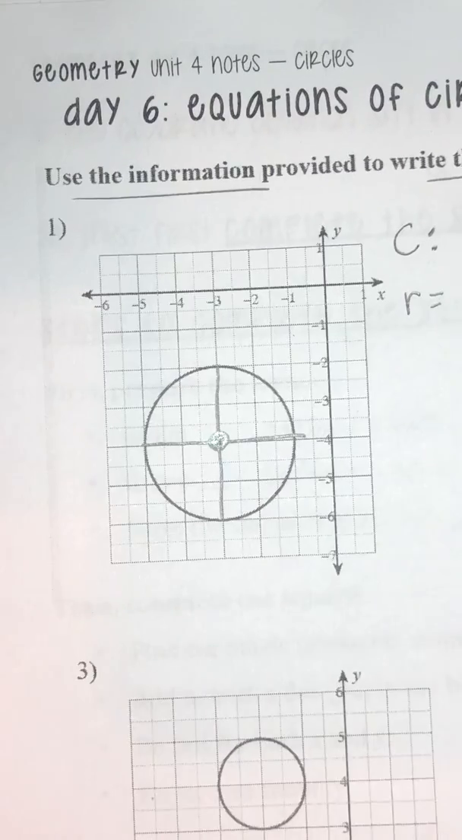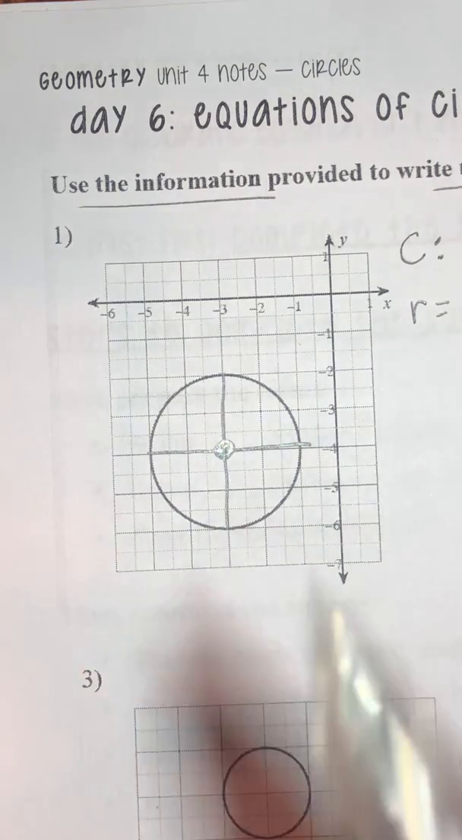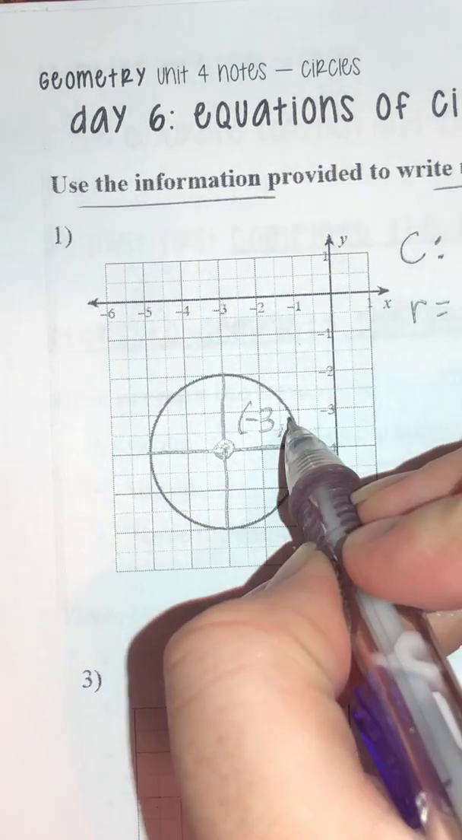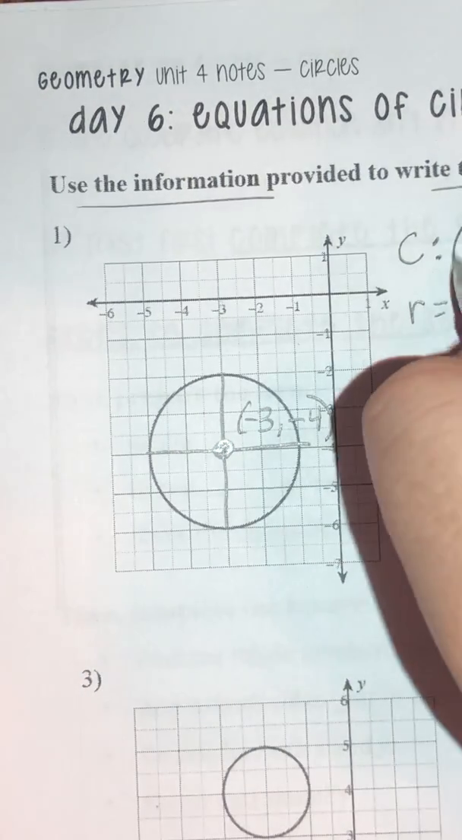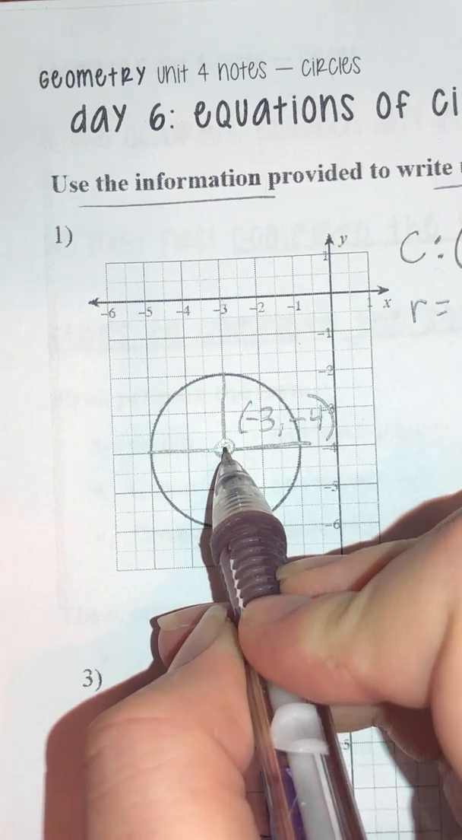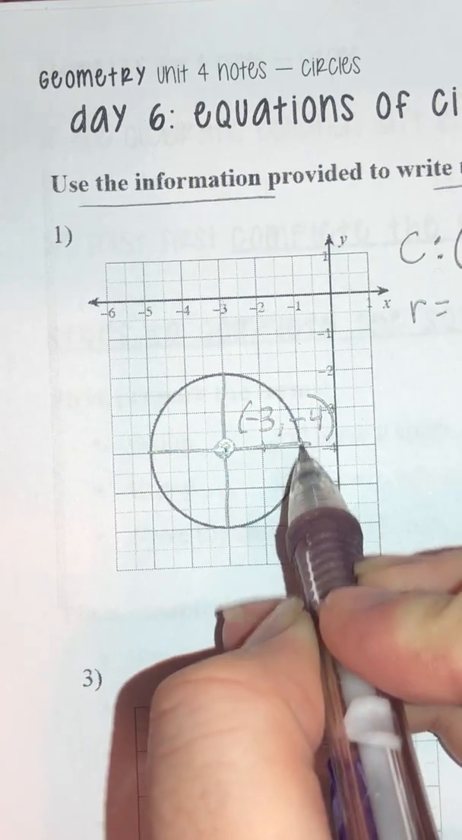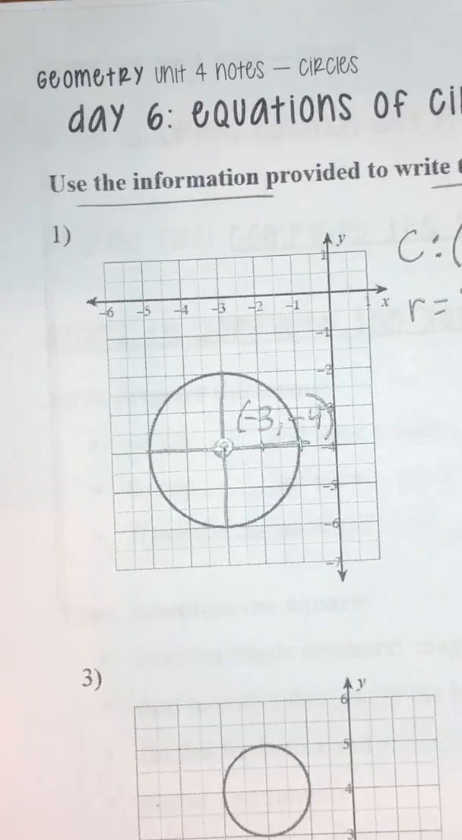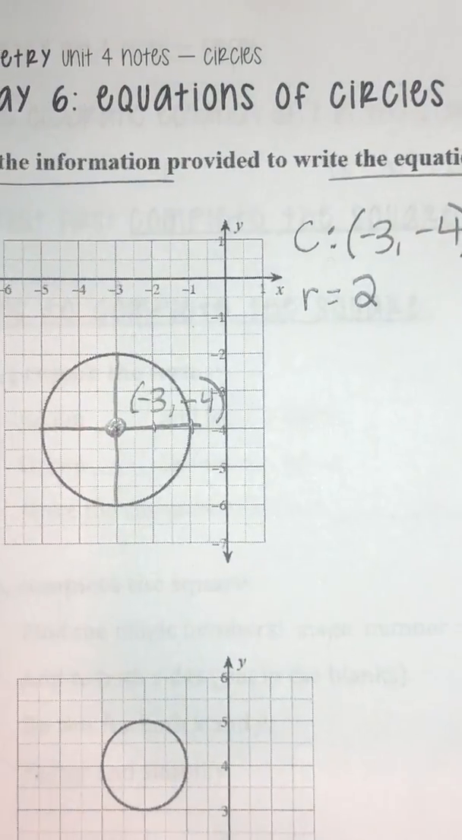And so for this one, our center point is going to be at -3, -4. Remember the x value always comes first, and then the y value. Radius we can just count. So here's 1, there's 2, so our radius is 2. Sorry, you couldn't see that.